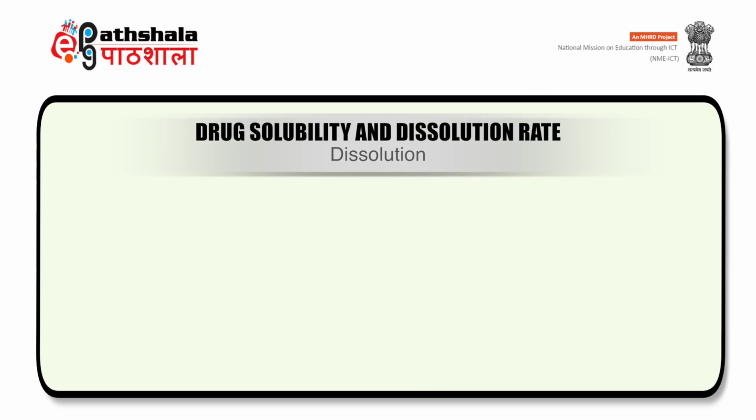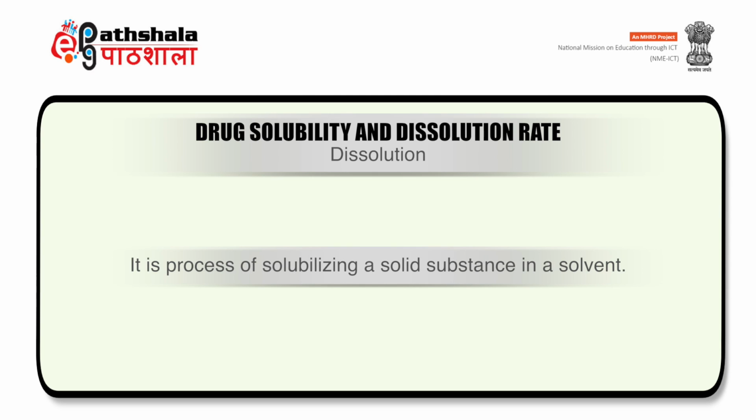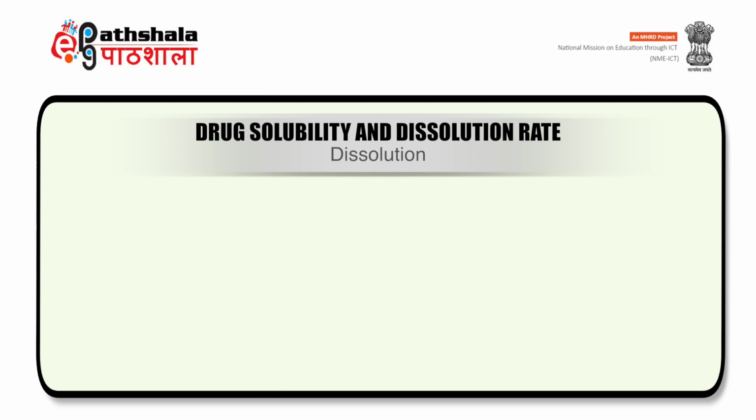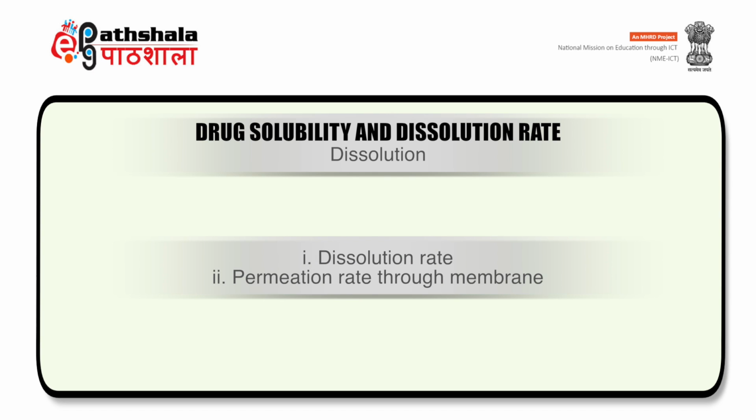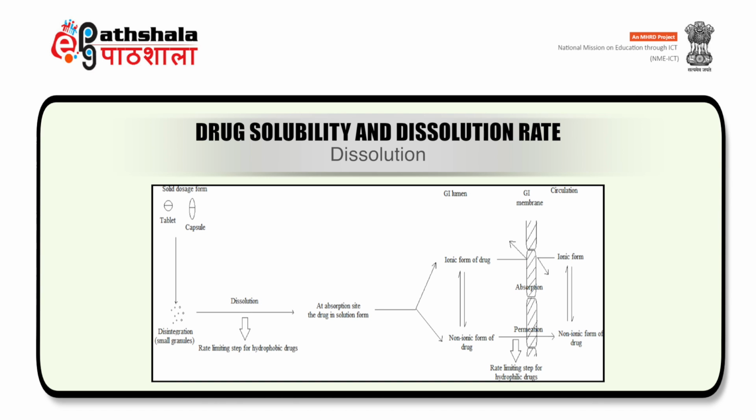For example, solubilization of aspirin may be enhanced by the addition of an alkaline buffer. In case of designing controlled release drugs, the buffering agents may be used to modify or slow the release of fast dissolving drugs. Dissolution is defined as the process of solubilizing a solid substance in a solvent. It involves transfer from the surface of the solid to the solvent. In case of dosage forms which are administered orally, the following determine the rate of absorption: dissolution rate and permeation rate through the membrane. The following figure illustrates the various steps involved in the absorption process of the drug after oral administration of a solid dosage form.